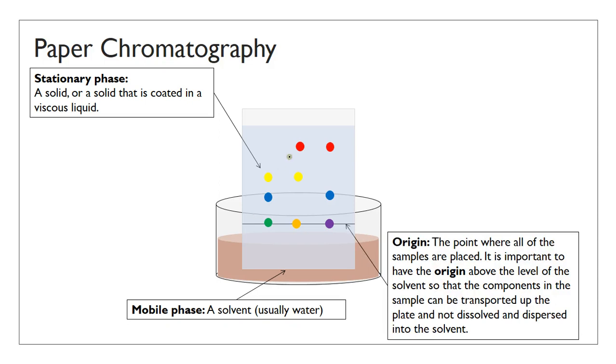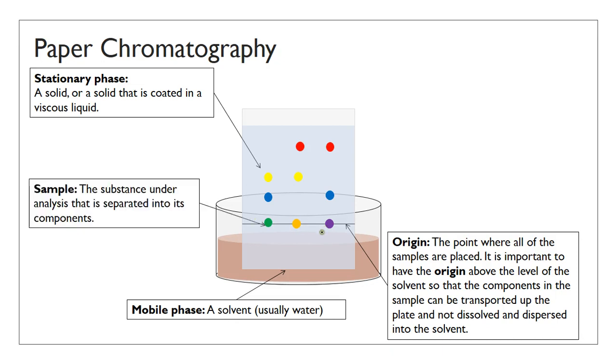So when you start the experiment, you're going to draw a line, definitely in pencil, not in pen. Don't make that mistake. The ink is just going to go everywhere. So you're going to draw a line that is called the origin, and this is where you're supposed to load your sample. So in this particular example, there are 3 dots that are being loaded, 3 ink colors, if you will. So we have green, orange, and purple.